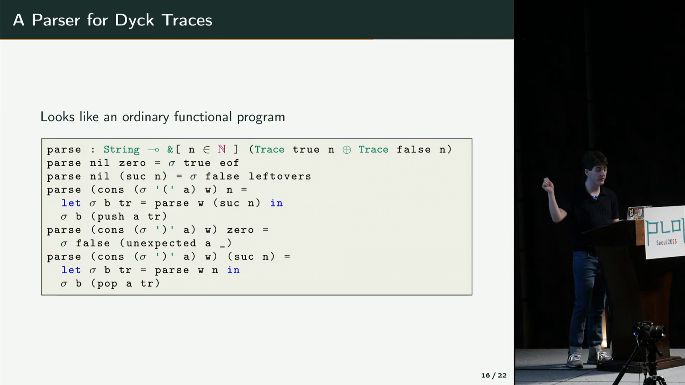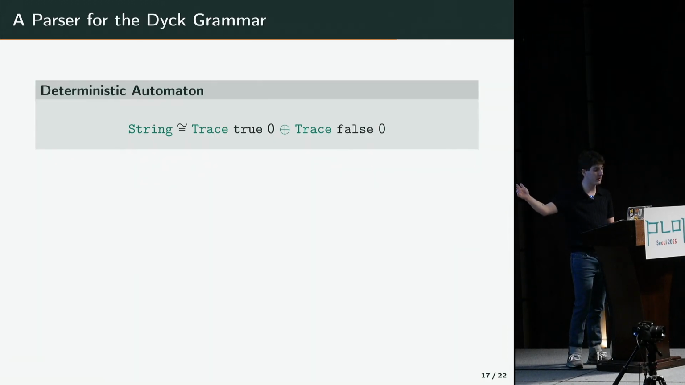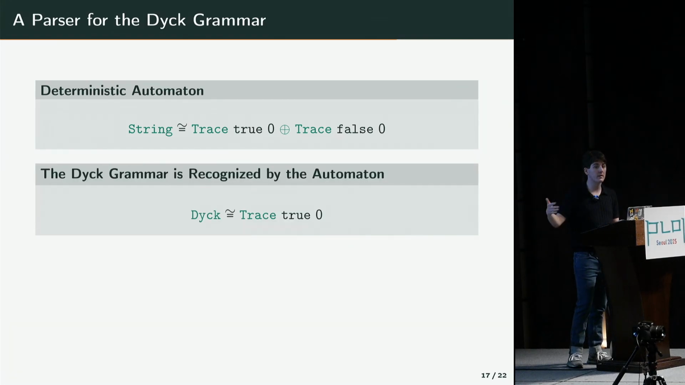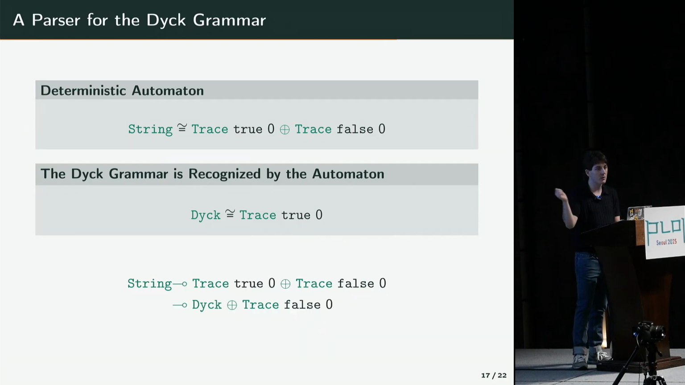And then we can use this code to build a parser for the Dyck grammar as follows. So the code from the previous slide defines an equivalence between a type of strings and a disjunction between accepting and rejecting traces starting at the initial state. We can separately prove that the Dyck grammar is equivalent to the type of accepting traces. So this automaton is indeed a parser for the grammar we wanted it to be. And then we combine these equivalences to build a function from the type of strings to a disjunction between the Dyck grammar and the rejecting traces out of the initial state. And this is precisely the specification for a complete parser we started out with.